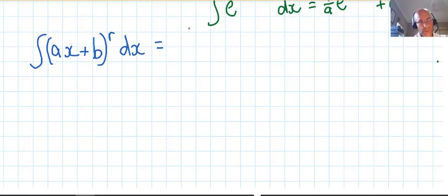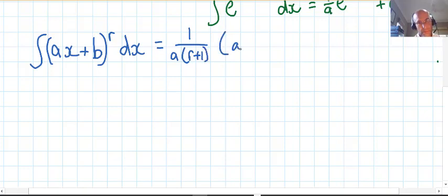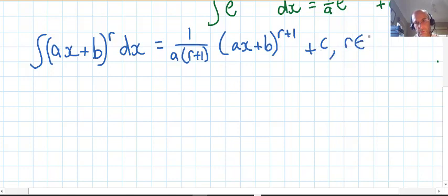Well, it does have a result. If we take the integral of ax plus b raised to the r with regards to x, we actually get this result here, plus constant, where r is a rational number, but not -1. There's a set difference there. So r is a rational number, integer over integer, but it cannot be equal to -1.